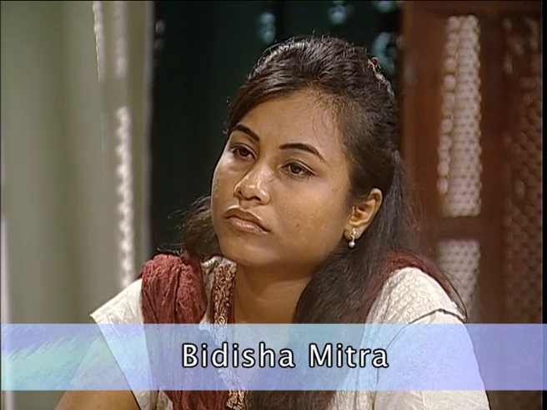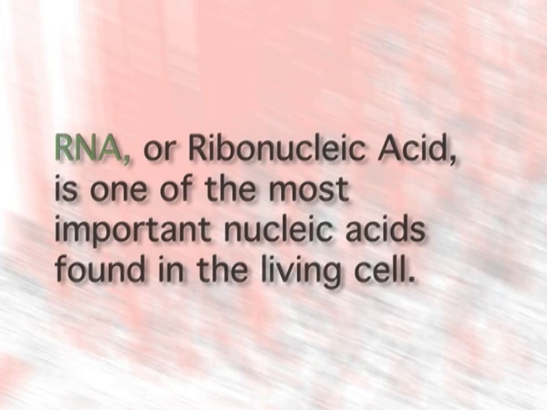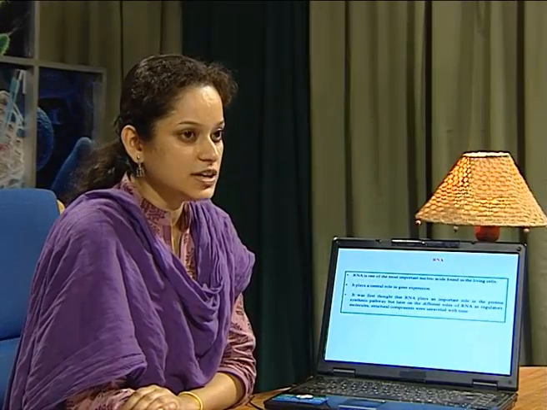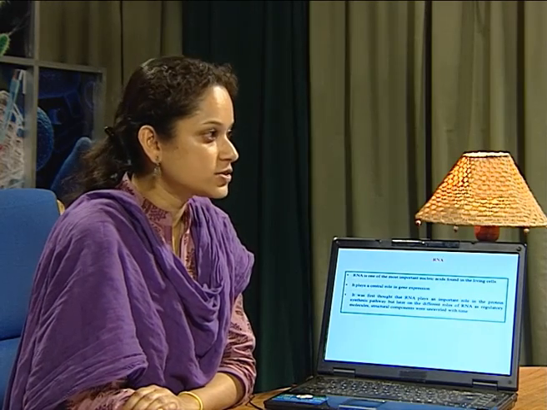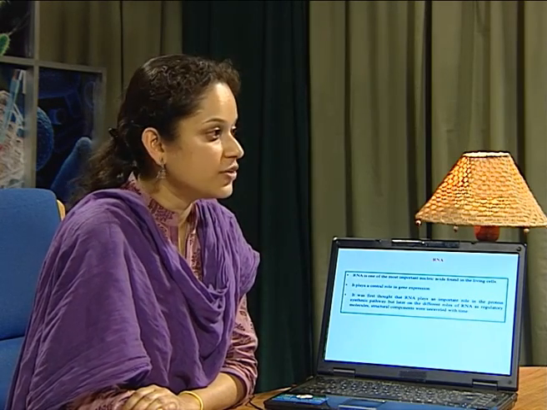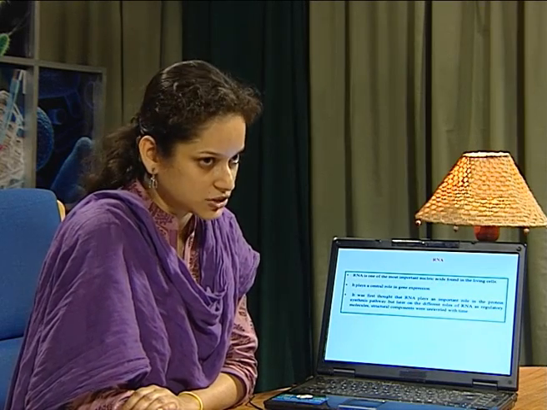Before we move into the different types of RNA encountered in a living cell, we must first know what RNA is. RNA, which stands for Ribonucleic Acid, is one of the most important nucleic acids found in the living cell. RNA is important because it plays a very important role in gene expression, and it also has a regulatory role which was discovered slowly with time by different researchers.